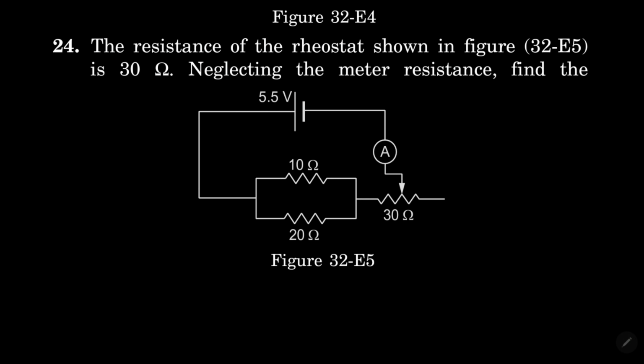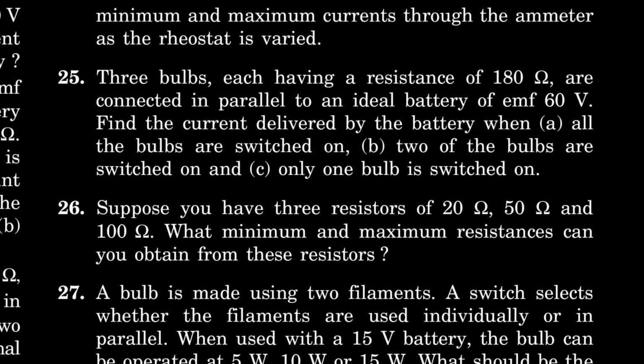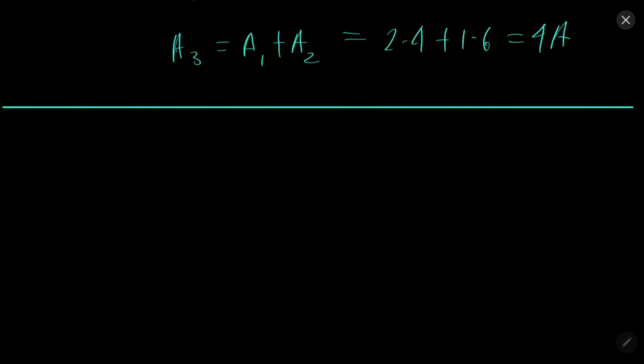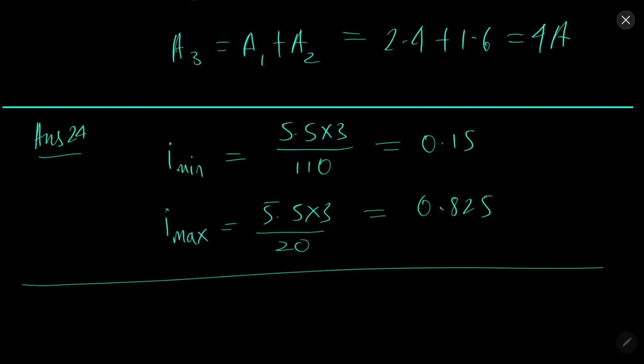In 24, this figure is given. Find the minimum and maximum current through ammeter as rheostat is varied. Solution 24. So the minimum value when we simplify it will be 5.5 into 3 over 110, which will be 0.15, and the maximum value will be 5.5 into 3 over 20, which will give us 0.825.